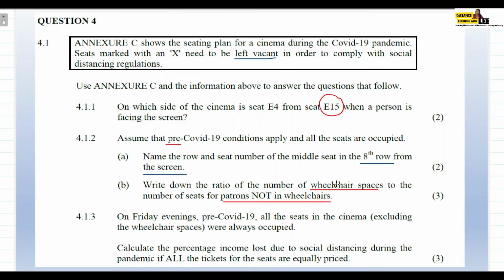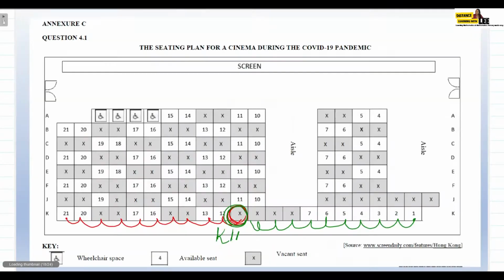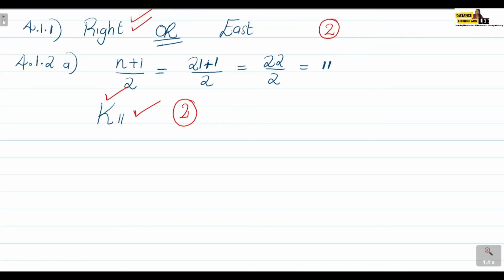And what is important, guys, is to note this question basically tells you what you need to do. Ratio of the wheelchair places to the patrons not in wheelchairs. So here, guys, literally write this down. Write wheelchair places, the colon, patrons not in wheelchairs, and we take it from there. Okay, let us see what I mean by that. So this is question number B, right?